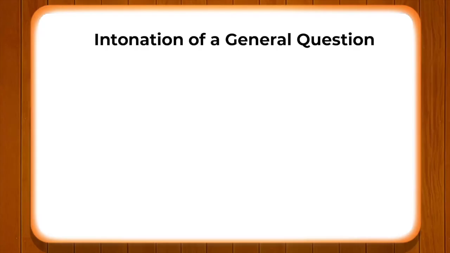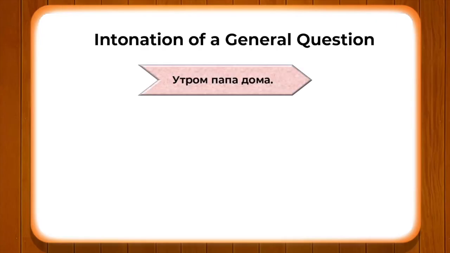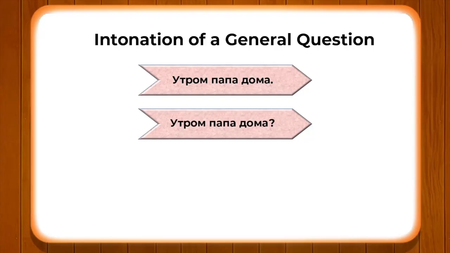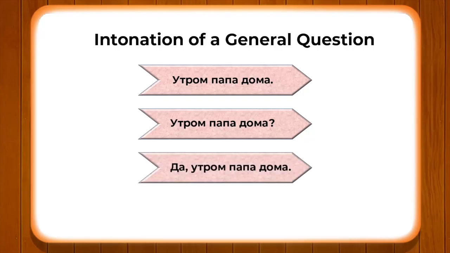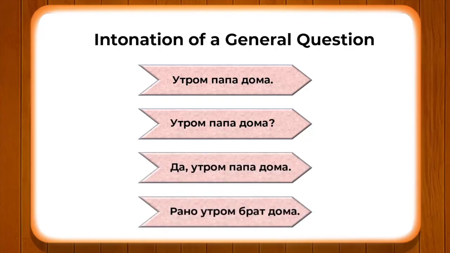So, now we will go ahead and look at some more examples. For example, utram papa doma. Da, utram papa doma. Rana utram brat doma. Now, we have more examples so that you can understand them properly. So, I will repeat again: rana utram brat doma, and now we will go ahead and check how the word is changing.